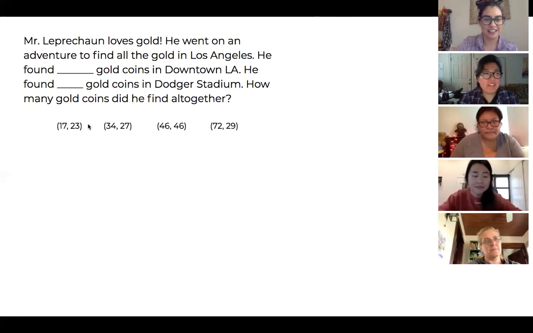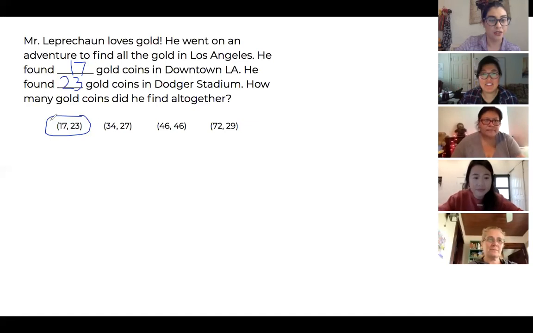So, Mr. Leprechaun loves gold. He went on an adventure to find all the gold in Los Angeles. He found 17 gold coins in downtown LA. He found 23 gold coins in Dodger Stadium. How many gold coins did he find altogether? Beautiful. So we have 17 and 23. I circled the number set just to make sure that we know what number set we're focusing on.